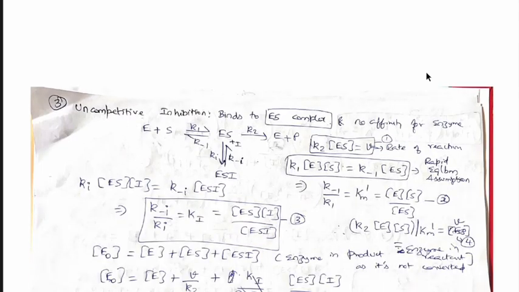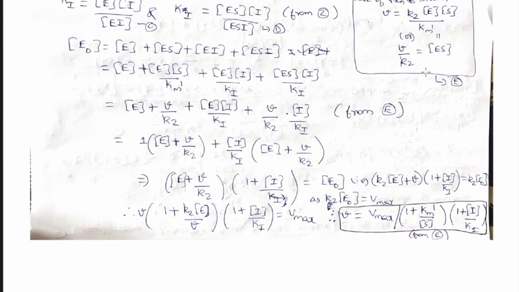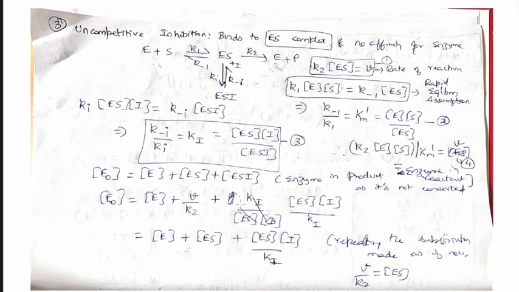So here Km dash is there as such, and this value we will again substitute like Km dash app, we can substitute and then we can get the value. And the third one, uncompetitive inhibition. So here E plus S gives ES, and here the inhibitor doesn't bind to the enzyme, it binds to the enzyme substrate complex. So here we get the values.